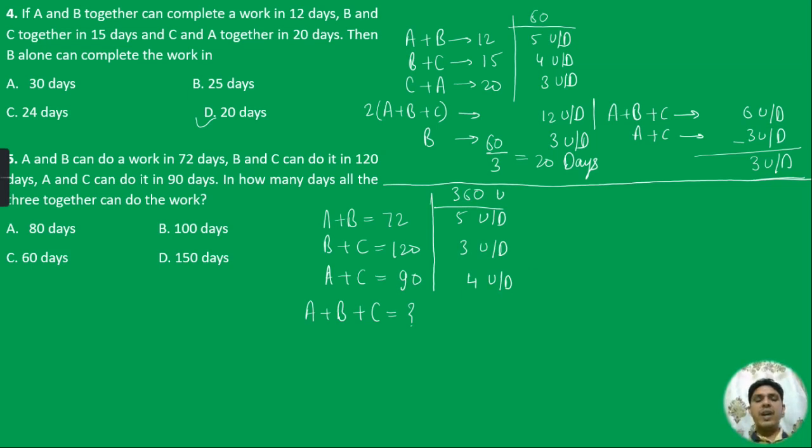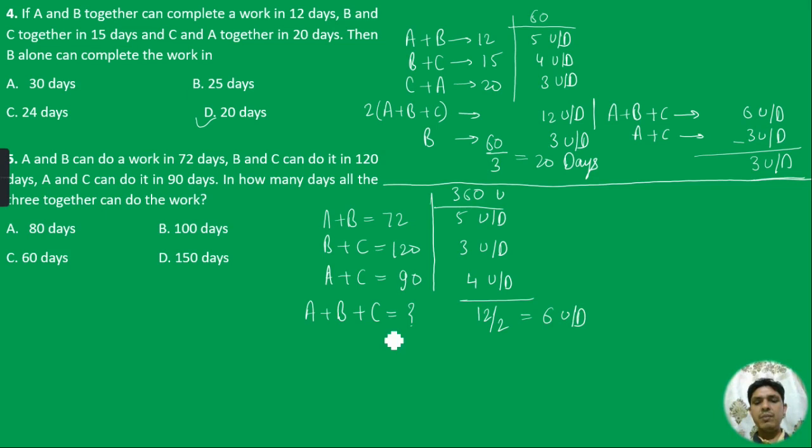Right? Now for finding the one day work of A, B, C, add the one day work of all these, that is 5 plus 3 plus 4. 5 plus 3 is 8, 8 plus 4 is 12. Divide 12 by 2. And why do we have to divide 12 by 2? Because there are 2 units of A here, 2 units of B here, and 2 units of C here. So we will get 6 units per day.